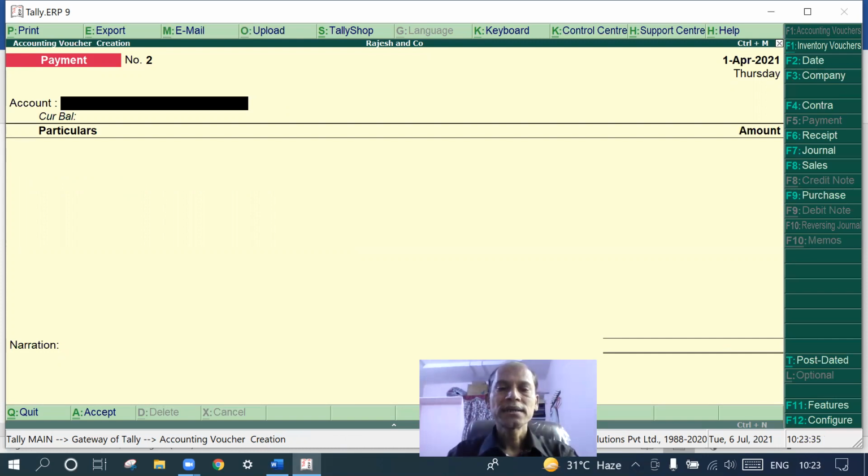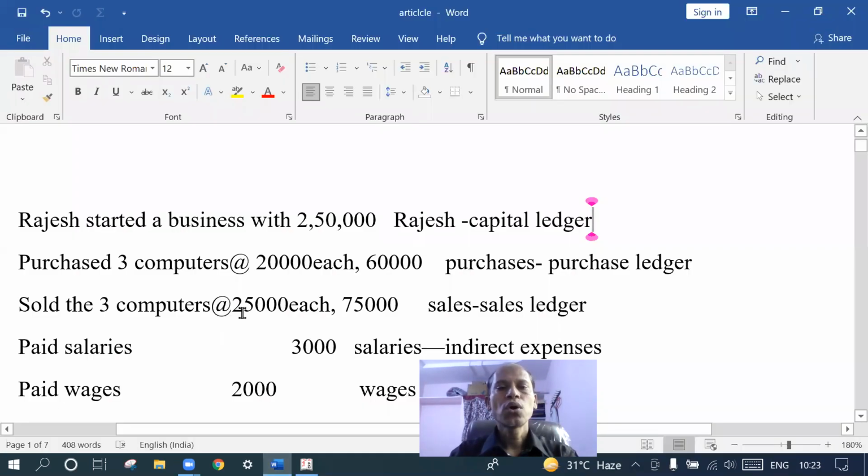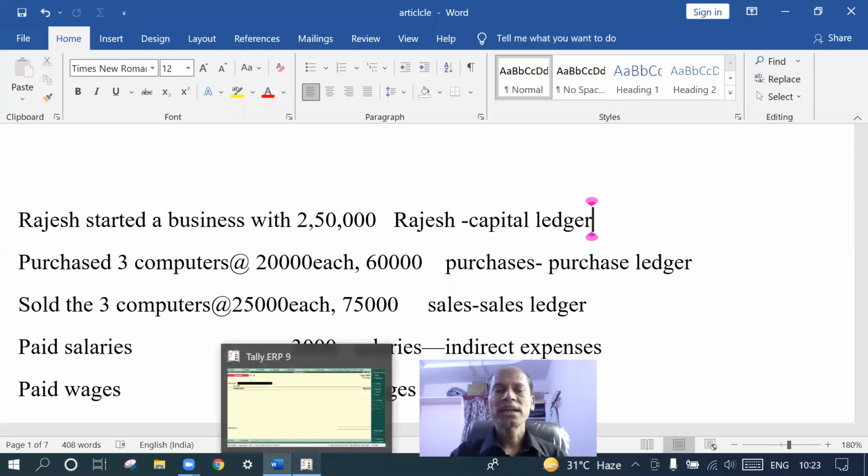Next one is sold. So when we sell the computers to others, we receive the cash. So now we should go to the receipts.